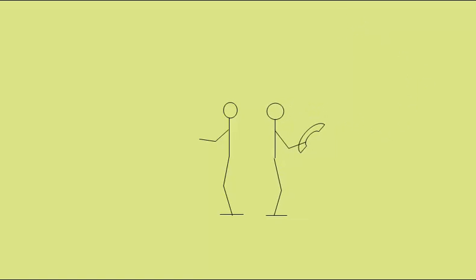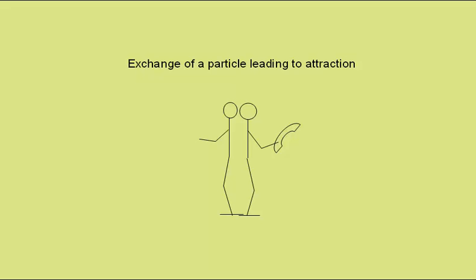Now to look at how exchange of a particle could lead to attraction. In this case, the skaters face away from each other, and one holds a boomerang. If he now throws the boomerang like this, the exchange of the boomerang has led to attraction between the two skaters. The exchange of a particle leading to attraction.